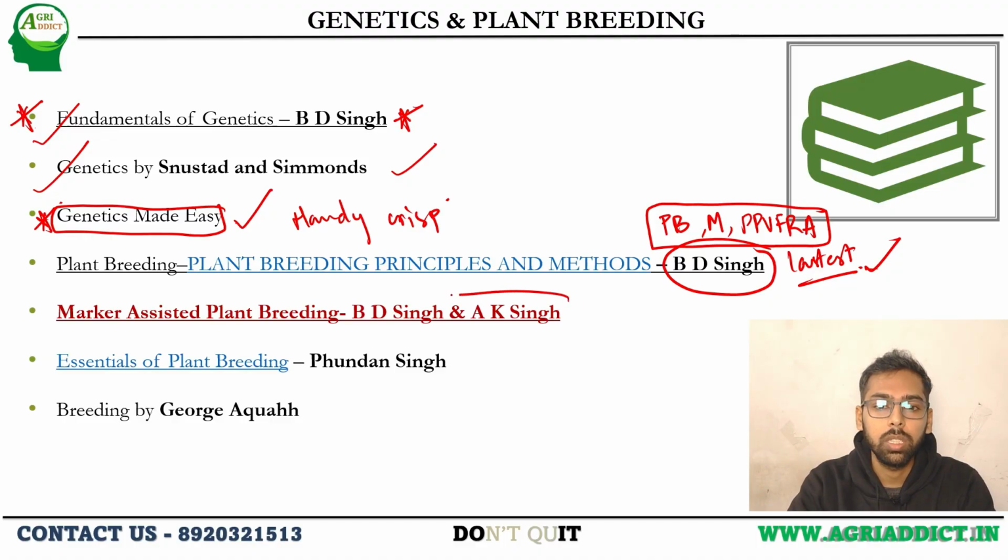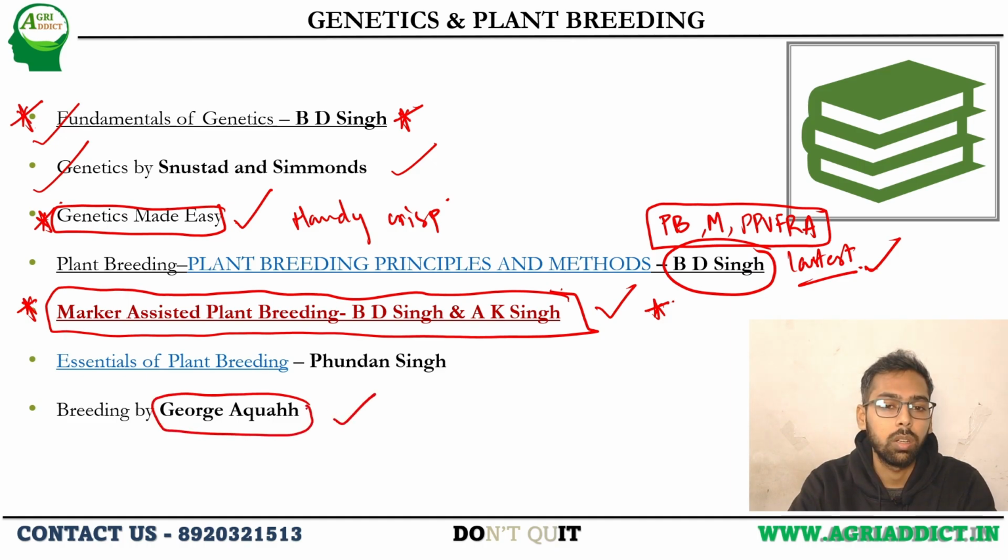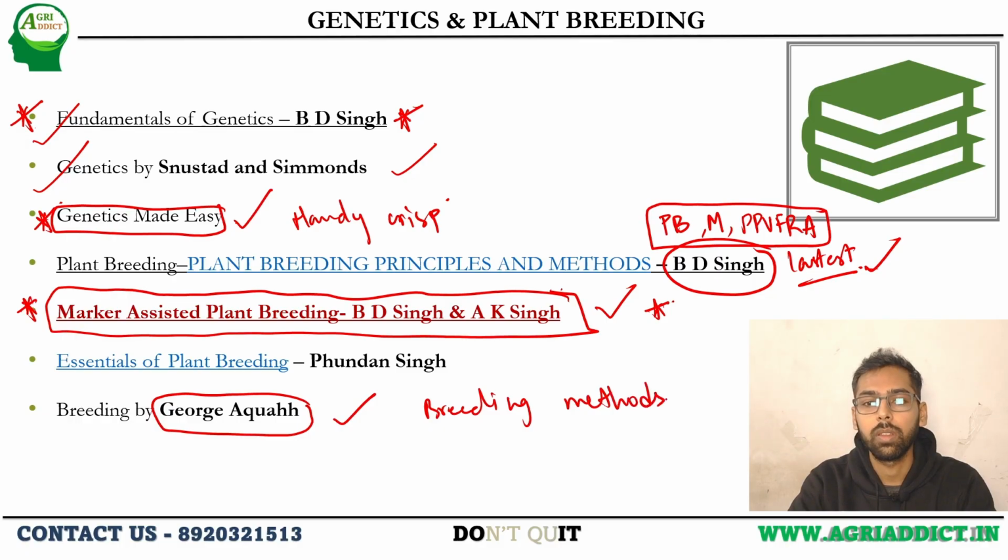And then the other book which helps you get a good understanding of the molecular part is Marker Assisted Plant Breeding by A.K. Singh and B.D. Singh. It is a compulsory book that needs to be covered. And regarding plant breeding, there is another foreign author book by George Acquaah, which also helps you get good knowledge on mostly the breeding methods. So these are the book list regarding genetics and plant breeding.